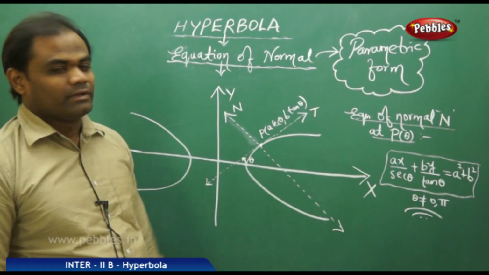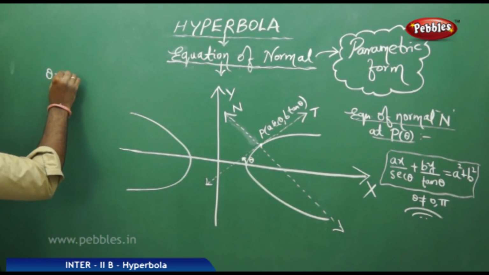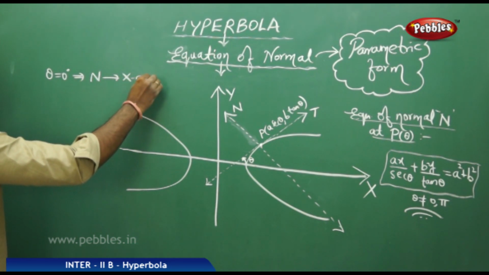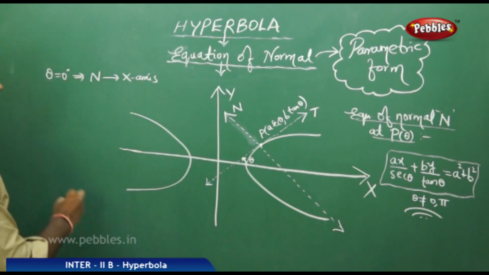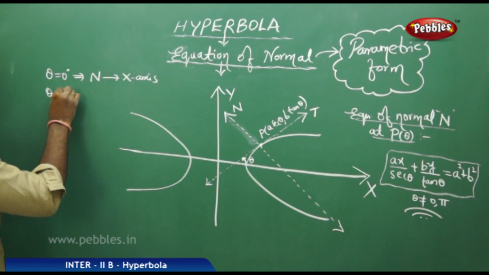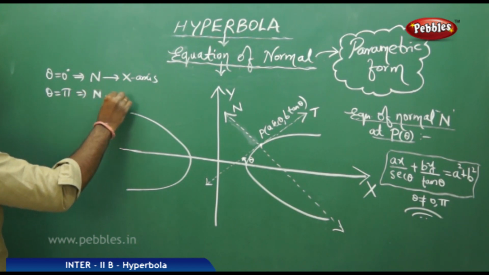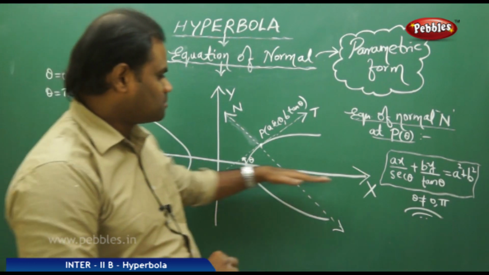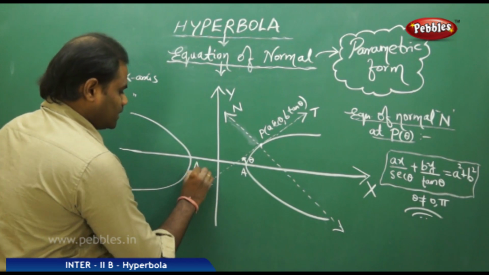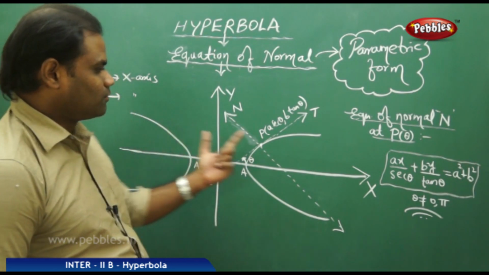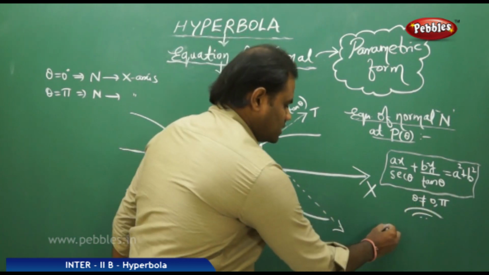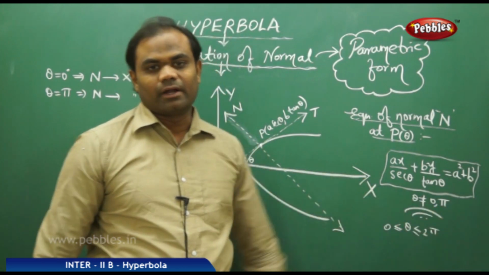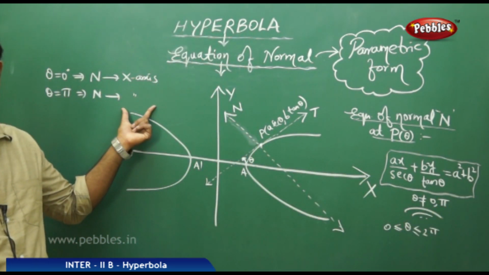theta is equal to 0, we get x-axis, that is, theta equal to 0 implies the normal is the x-axis, and theta equal to pi implies also the normal is the x-axis. So excluding these two exceptional cases of the x-axis being the normal at A and A dash, we get the equation of normal given by this for all theta lying between 0 and 2 pi except at 0 and pi where the normal is the x-axis.